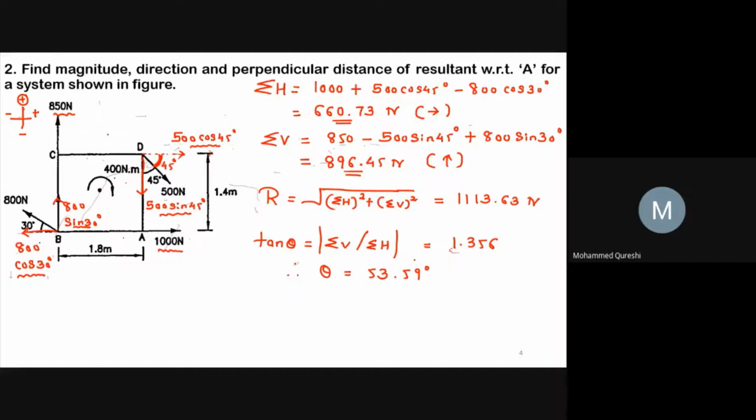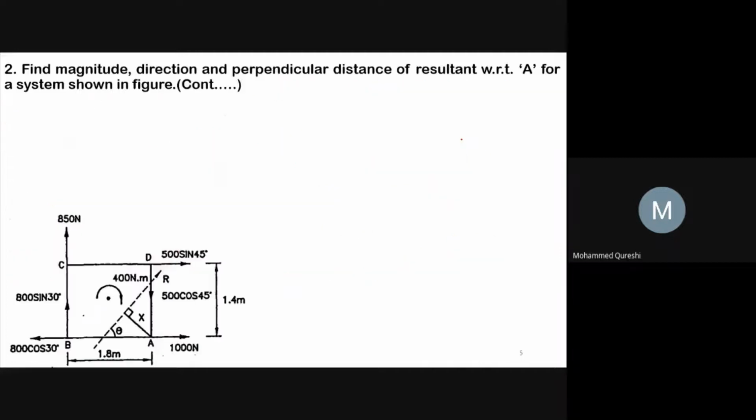Here the value of sigma h is positive and sigma v is also positive. Hence our resultant will lies in first quadrant. Therefore, our resultant will lies in first quadrant. So now let us go for the perpendicular distance.